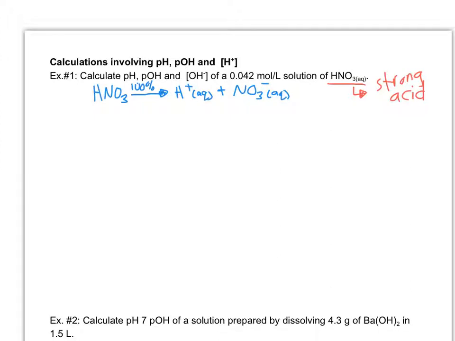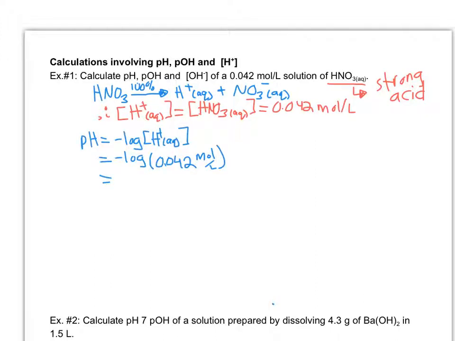Also, because it's a strong acid, we know that the hydrogen ion concentration is going to equal the concentration of the HNO3. So because we have our hydrogen ion concentration, we can really easily calculate pH using pH equals negative log hydrogen ion concentration. So we write our formula, sub in our information, punch it into our calculator, making sure we use brackets, and we get a pH of 1.40. So that was our step 1, calculate pH. Step 2 is we're going to calculate pOH.